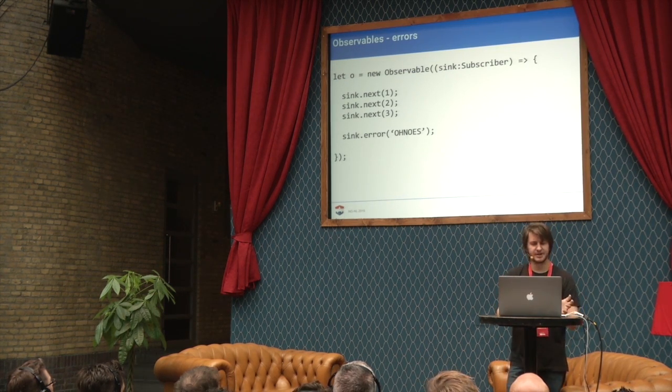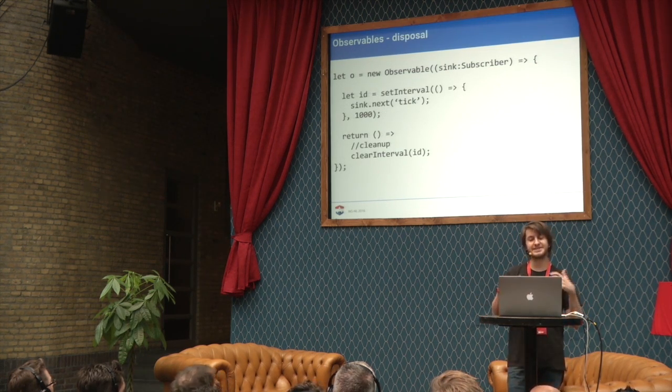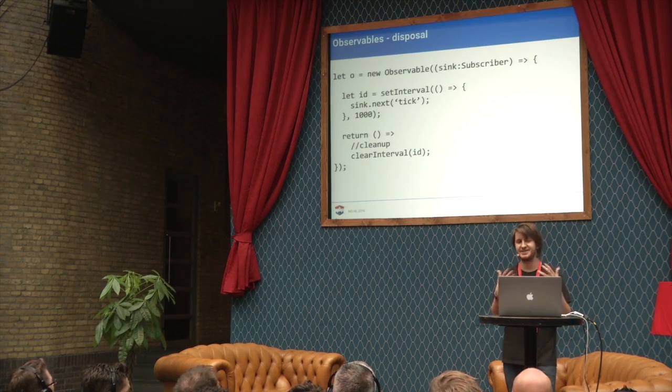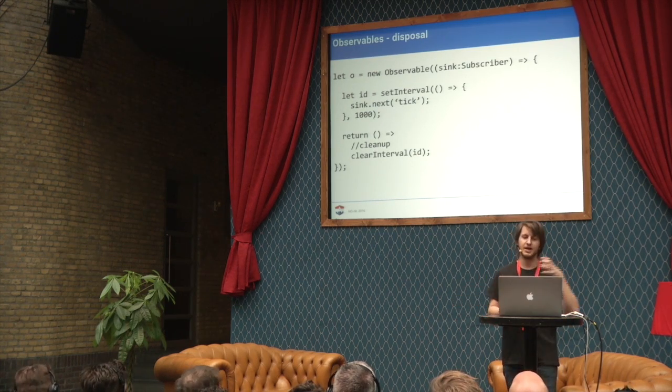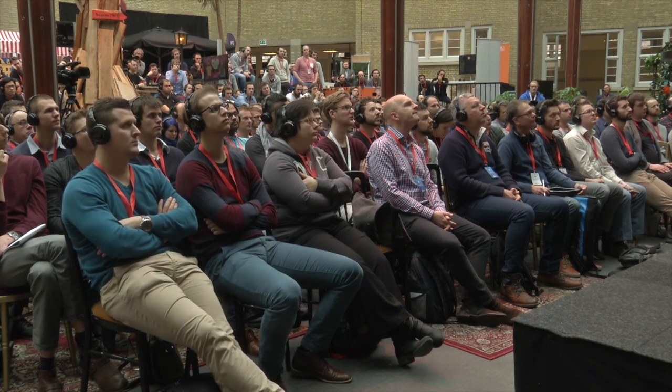One thing to note is that an observable will either complete or it will error. One of those two things will happen, never both. And this is the kind of really powerful thing that you see that's quite different to a promise. So this is a really basic observable that basically just ticks over at 1,000 millisecond intervals.